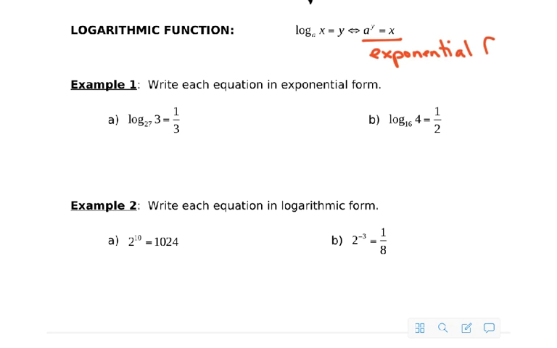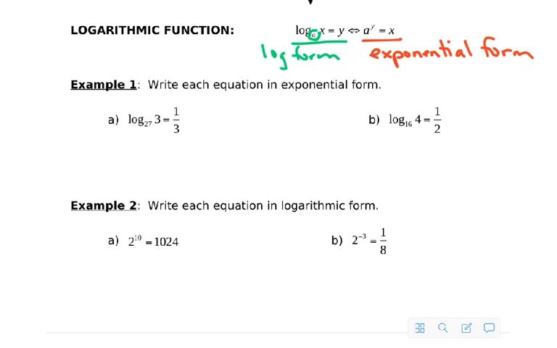The reason it's called exponential form is because it's a number to a power equals something. This side is called logarithmic form, and we abbreviate the word logarithmic by calling it log. So the way it's pronounced, which is very specific, is log base a of x equals y. The little arrow in between means it says the same thing as a to the y power equals x.